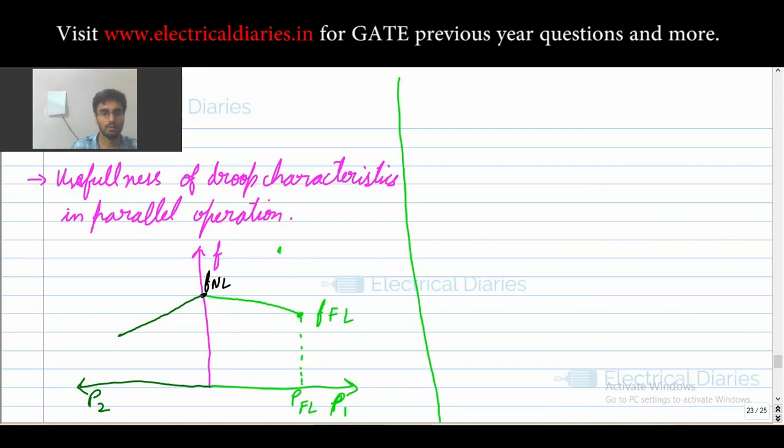Let me mark it as generator 1. Now let me mark this as generator 2, and for generator 2 your F full load is given to you as this point. At full load it can cater this much power, and the frequency will be this much. So this is the whole variation.